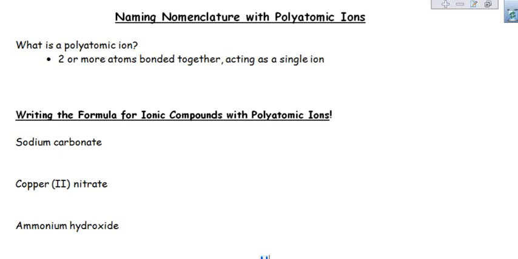Here's the last video on writing ionic formulas. We're looking at something called a polyatomic ion. Poly means many. Atomic refers to atoms. This is a group of many atoms bonded together. They look like they could be a little compound, but they're not neutral. They have a charge. That's why we call it an ion.